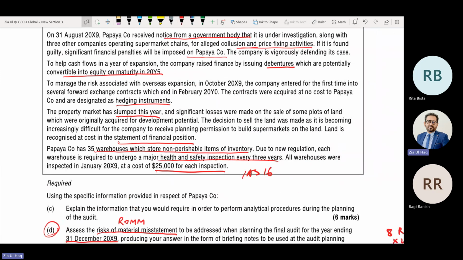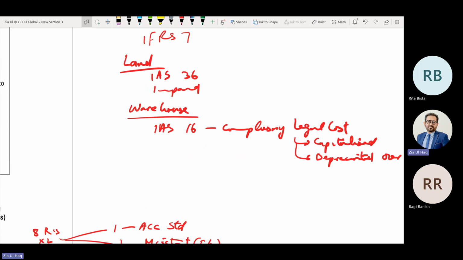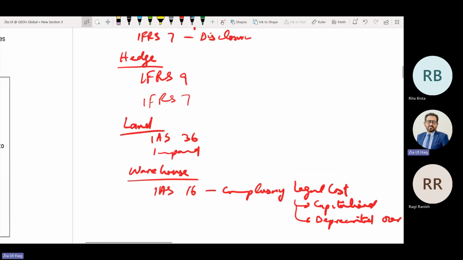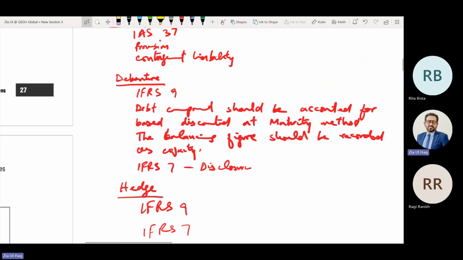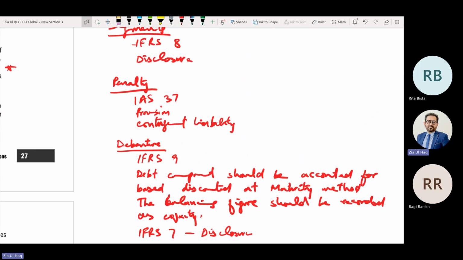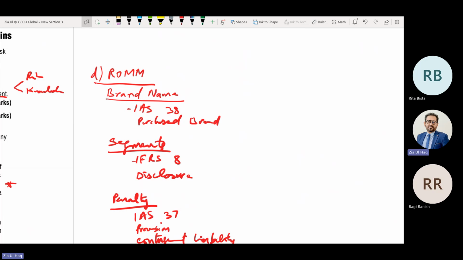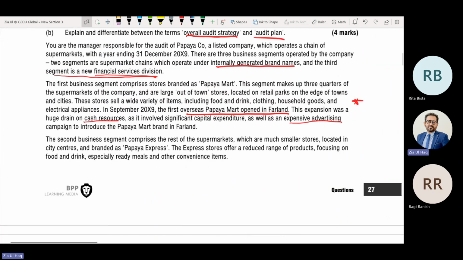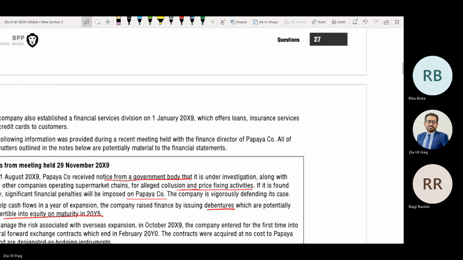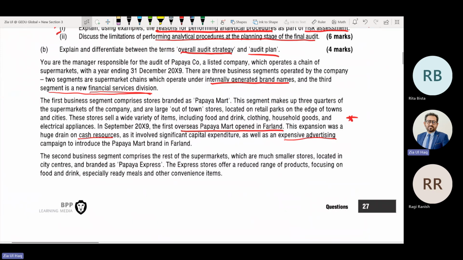And the question is finished. Let's see how many risks we have identified. One relating to warehouse, land, hedge 3, debenture 4, penalty 5, segment 6, and brand name 7. But we need to identify 8. So let's move towards the paragraph that we skipped here. Yeah, this was the paragraph.